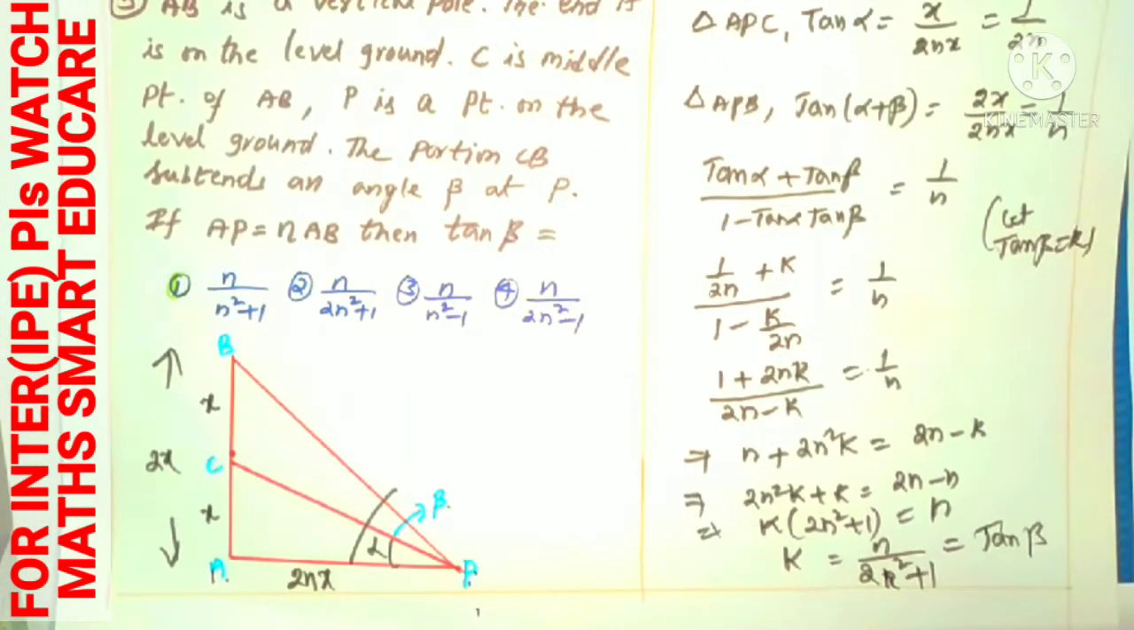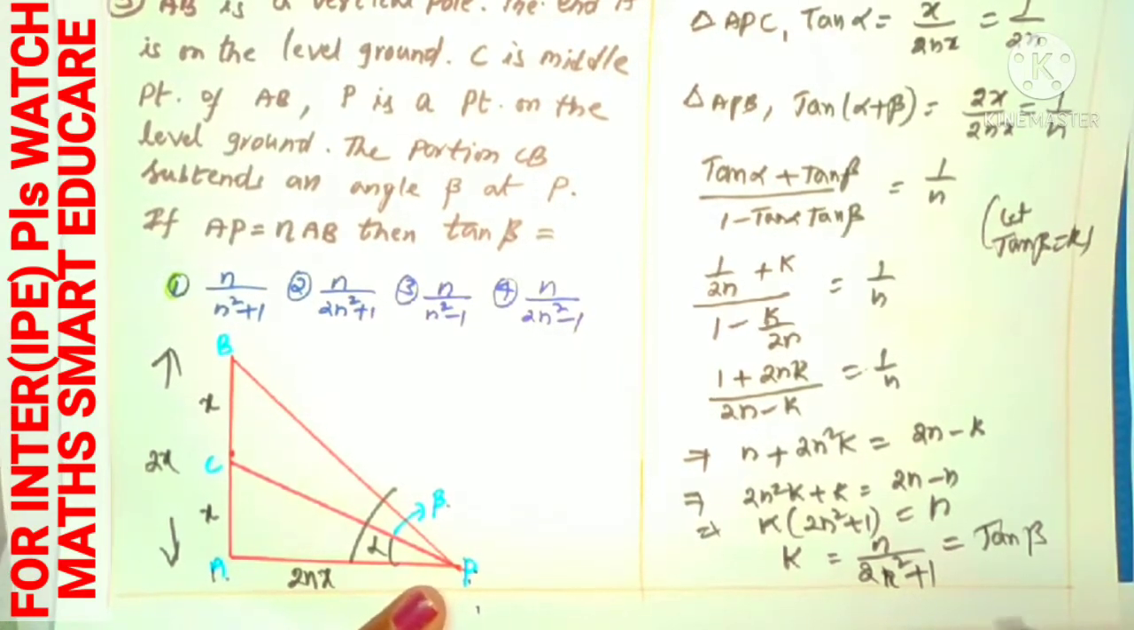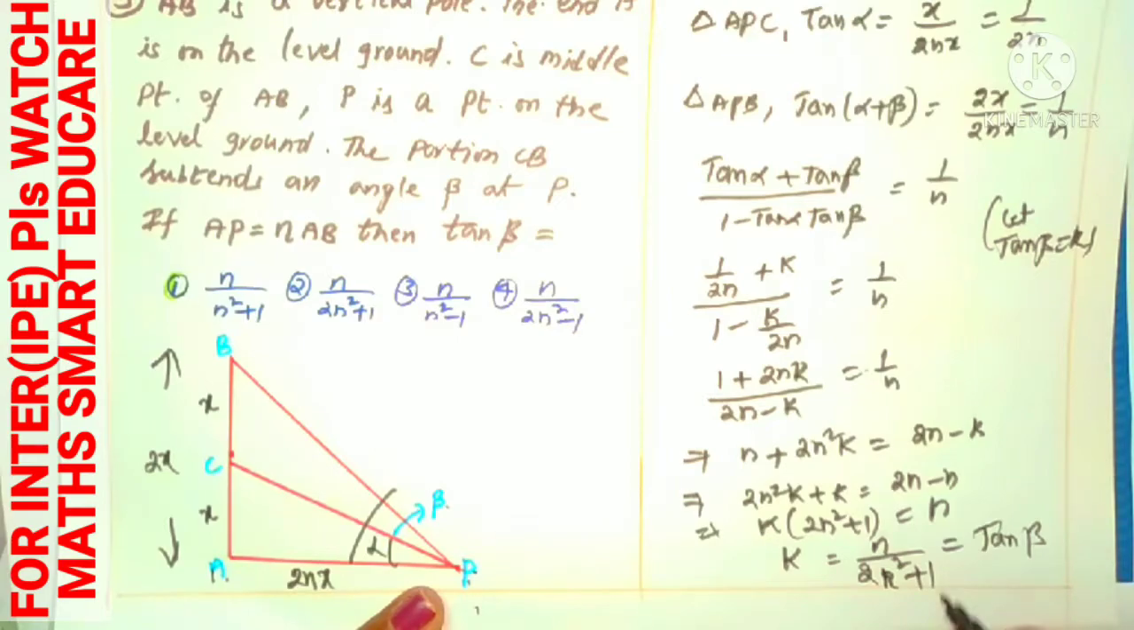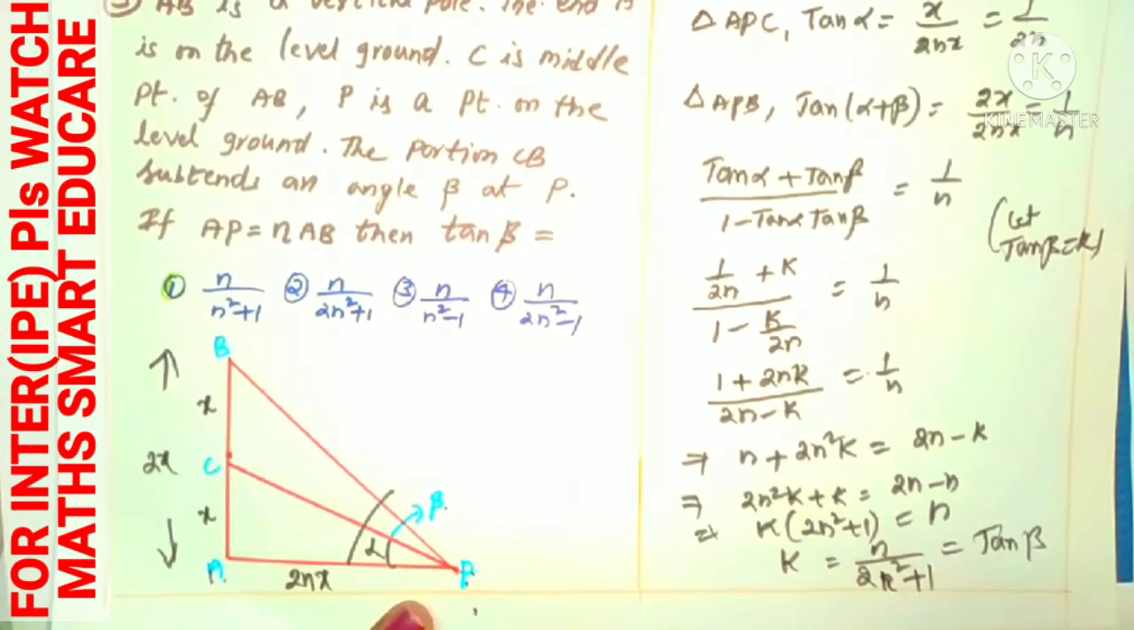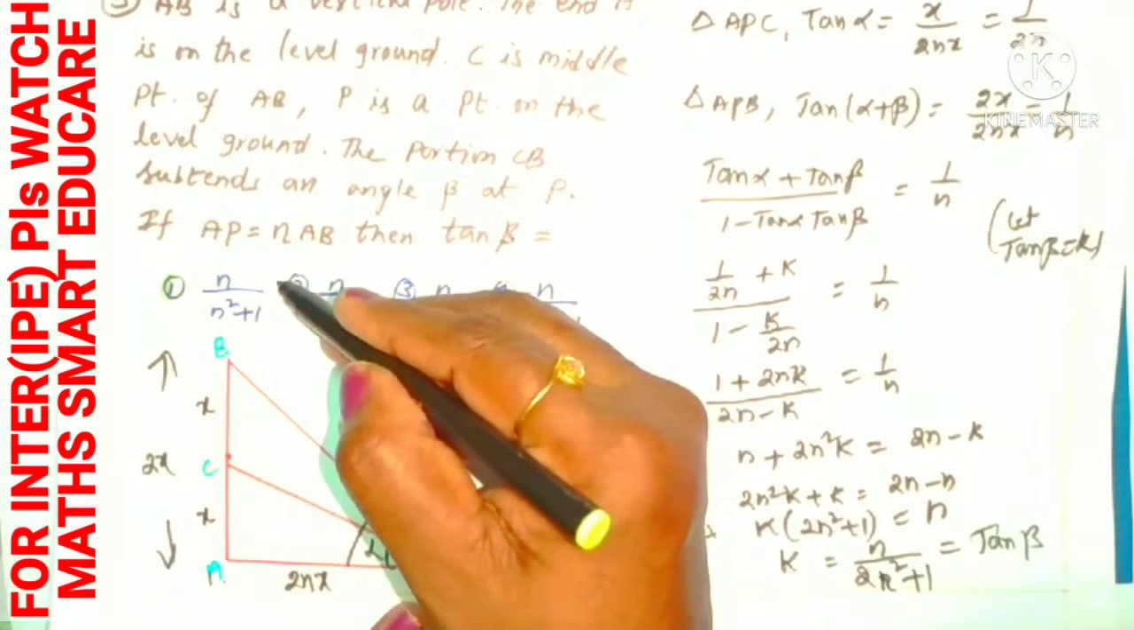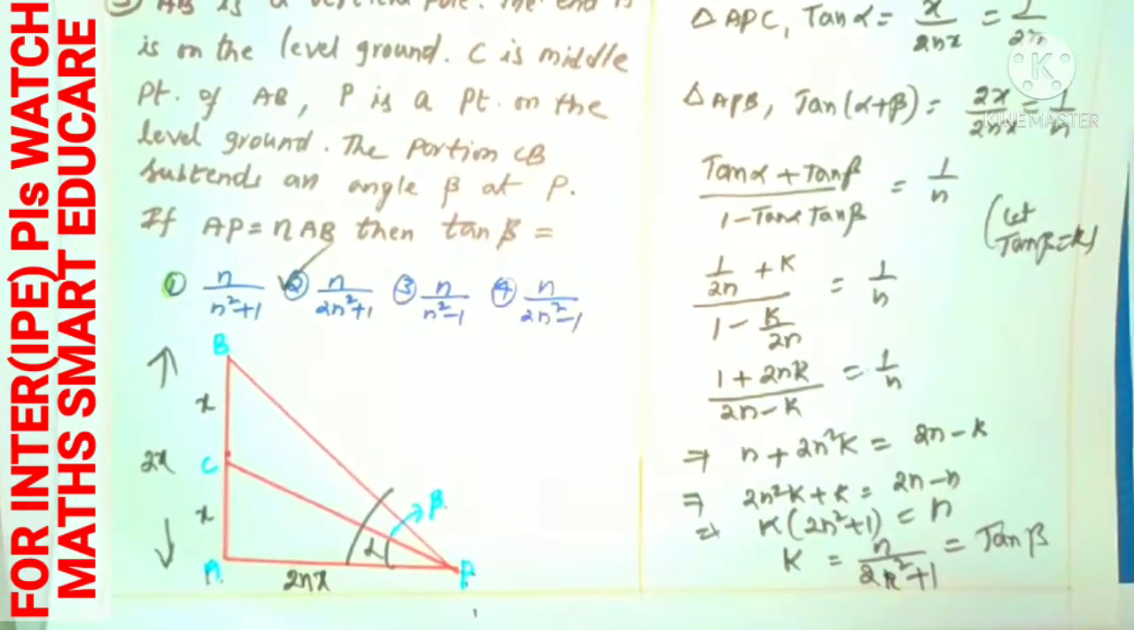You just have to concentrate on the given data and, according to the data, draw the figure. What is tan beta now? n by 2n square plus 1. According to the options, which option is correct? Yes, it is clearly the second option. That's it. It's a very simple question.